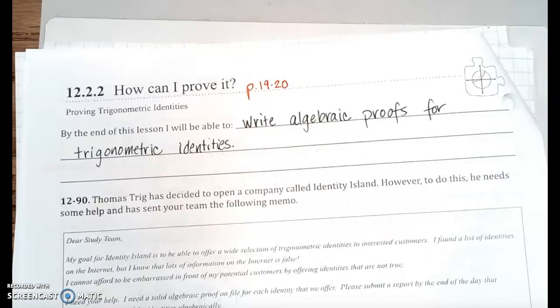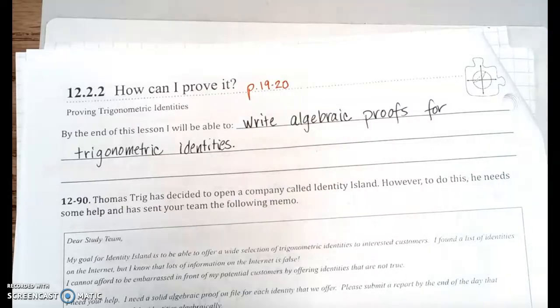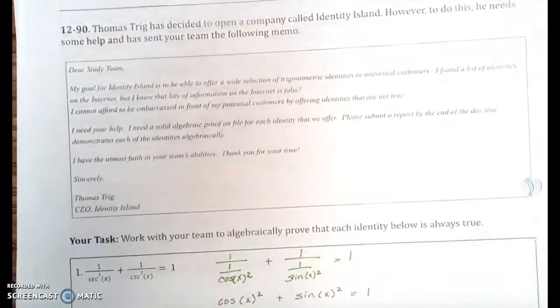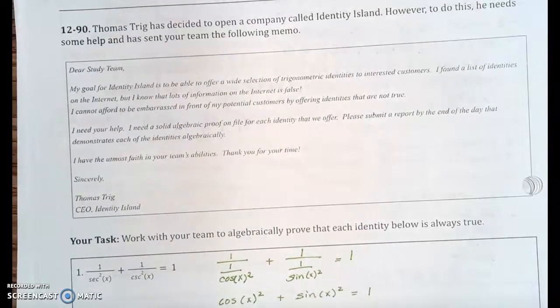Question 90 says, Thomas Trigg has decided to open a company called Identity Island. However, to do this, he needs some help and has sent your team the following memo. Dear study team, my goal for Identity Island is to be able to offer a wide selection of trigonometric identities to interested customers. I found a list of identities on the internet, but I know that lots of information on the internet is false. I cannot afford to be embarrassed in front of my potential customers by offering identities that are not true. I need your help.